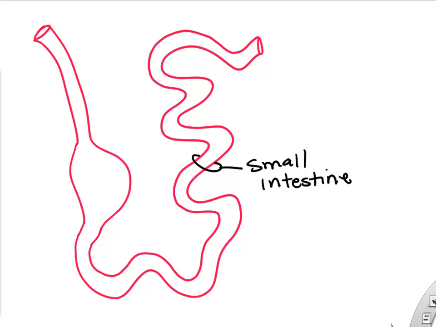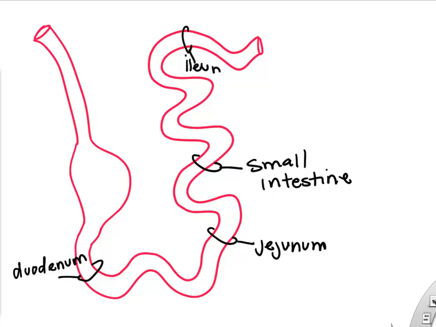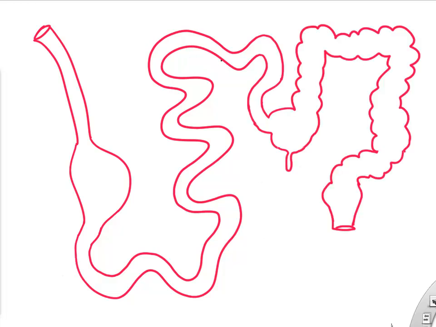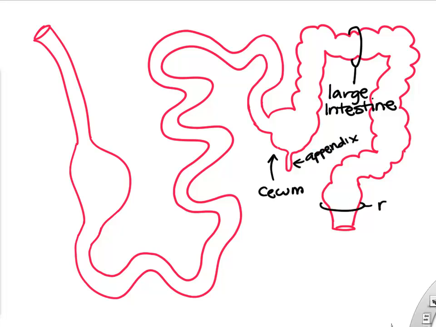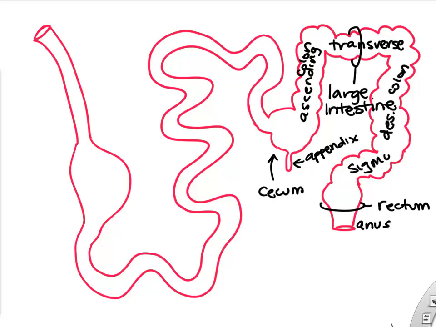Next we have our small intestine, which is divided up into the duodenum, the jejunum, and finally the ileum. The small intestine leads into the large intestine. The large intestine is often just called the colon. It includes a pouch called the cecum, the little tiny appendix. At the end of that large intestine is the rectum and the anus. The ascending colon, transverse colon, descending colon, and sigmoid colon are the parts of that large intestine.